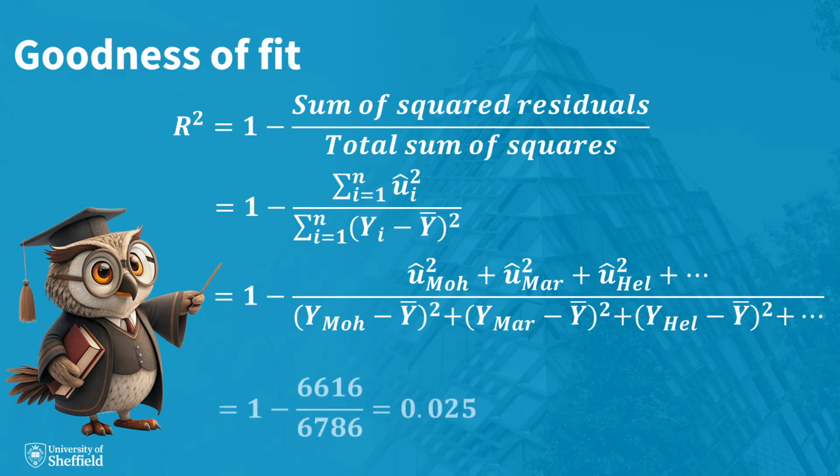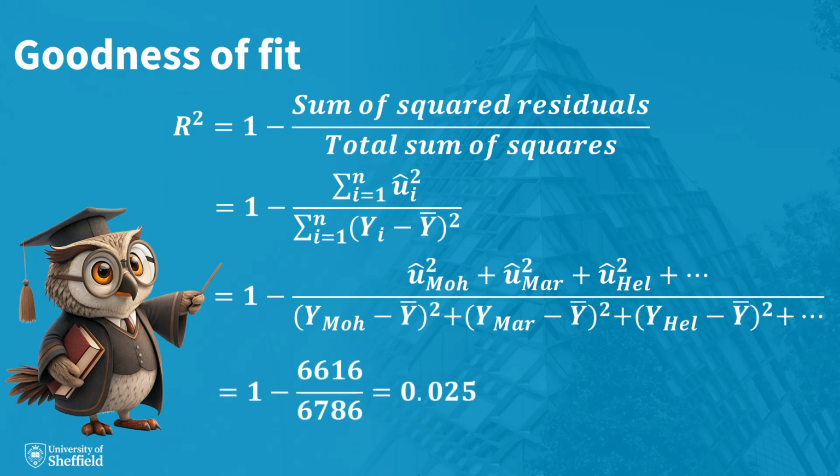In our case, the sum of squared residuals comes out at 6,616, and the total sum of squares is 6,786. So the R-squared is 0.025, telling us that our regression has a low goodness of fit. This suggests that wealth, as we've measured it, explains only a small part, specifically 2.5%, of the variation in height for age, and there are likely to be many other factors also determining how tall our children are.